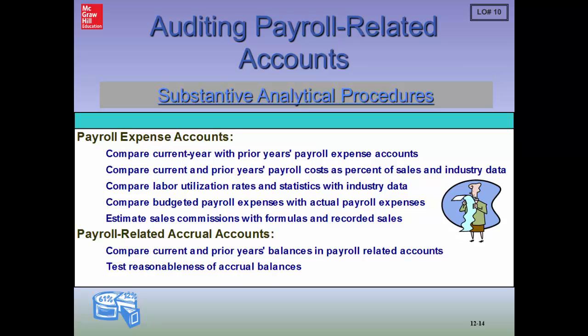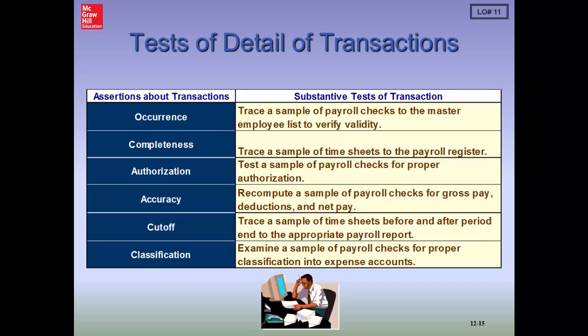There's no question but that a well-structured budget is a significant internal control within the organization. Test of details of transactions. So we are talking about substantive procedures. Here, we're looking at the detail of transactions. One of the things that we might do is trace a sample of payroll to the master employee list to verify validity.